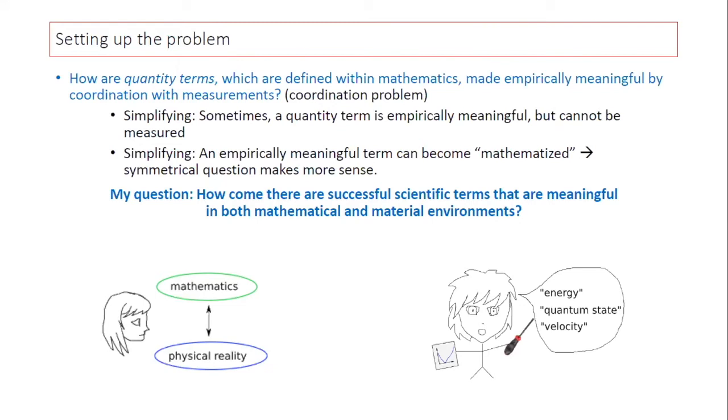Now I ask the question, how come, which is somewhat vague, but one way of understanding this question, how come, is to understand it as a historical question. So how did it actually come about that there are successful scientific terms that are meaningful in both environments? And this way of thinking of the question allows me to add a historical case study and to try and learn from the history of science, what the role of mathematics is.